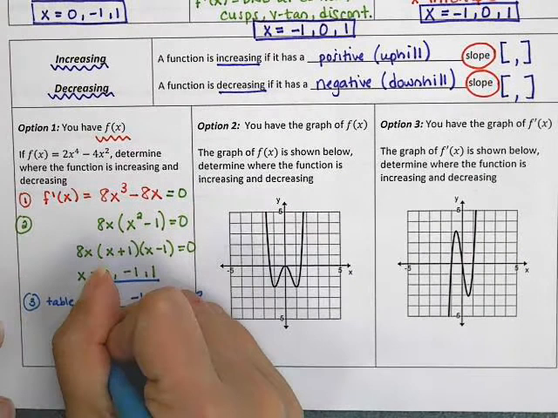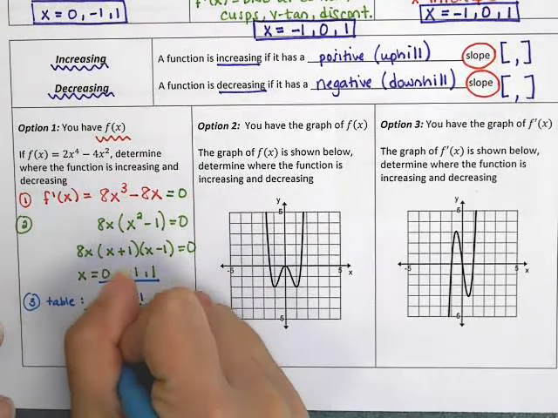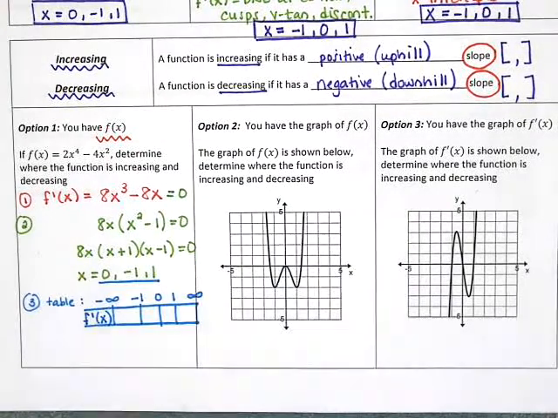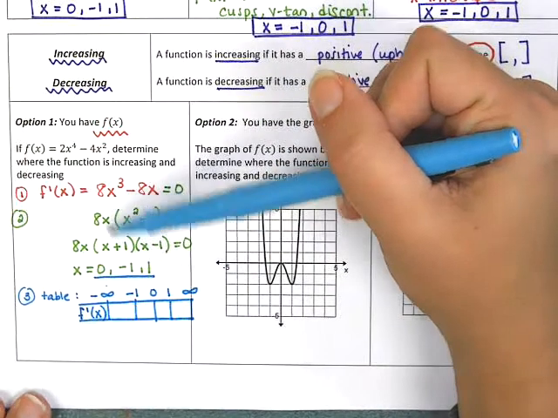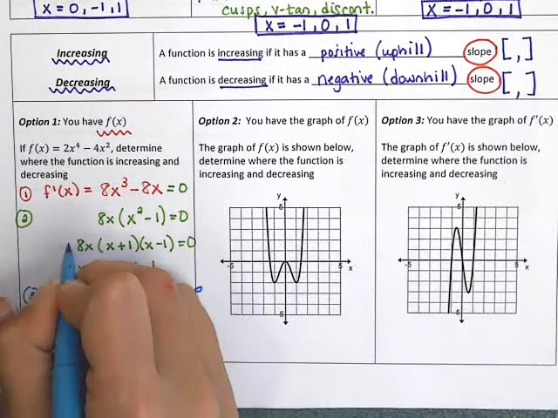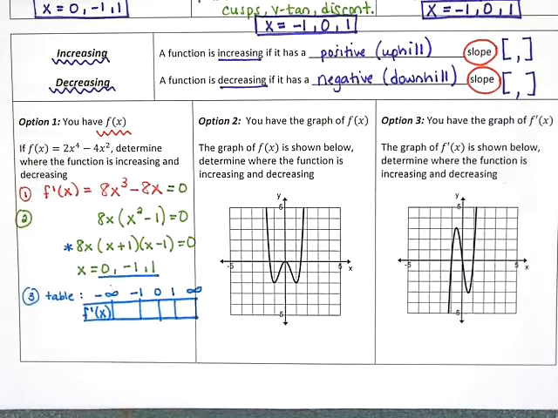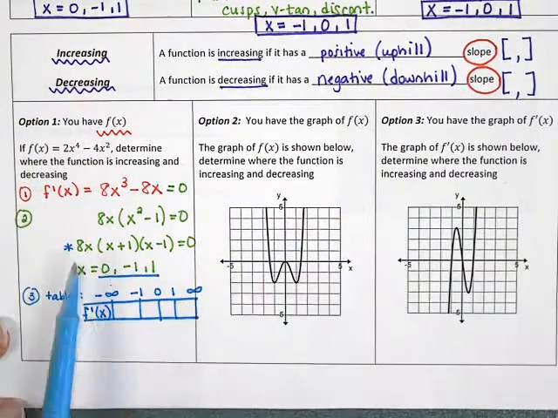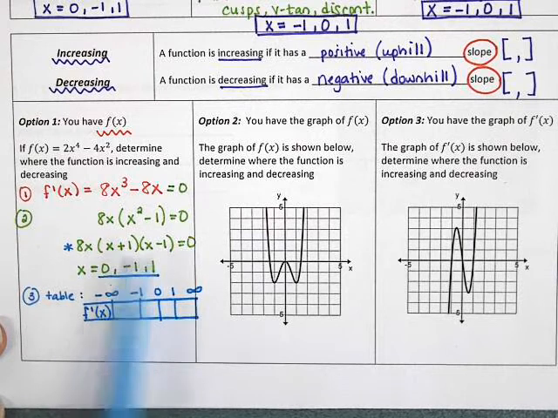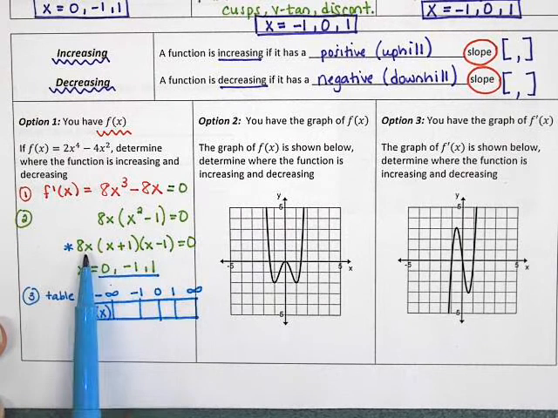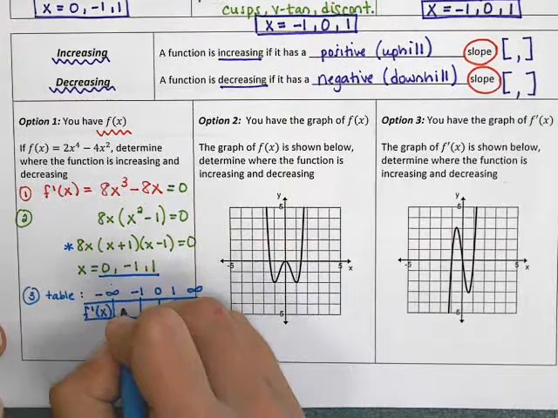Now in this table, we're going to look at the sign of f prime. So if I pick a number less than -1, like -10, and I plug it into my factored function, we always want to plug into the factored version. Negative times 8 is negative, negative plus 1 is negative, negative minus 1 is negative. So I'm going to have 3 negatives in a row, which means I'm going to get a negative.